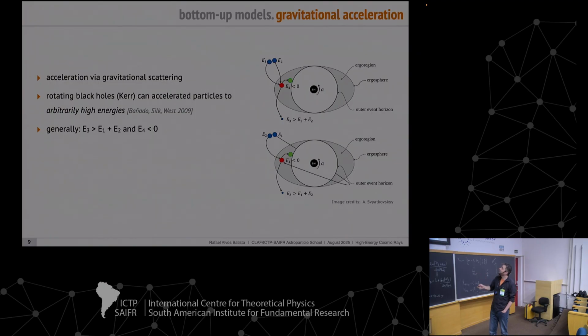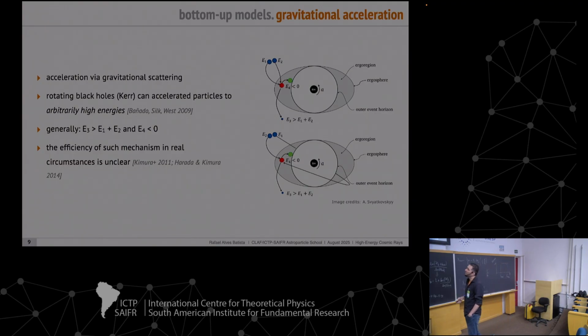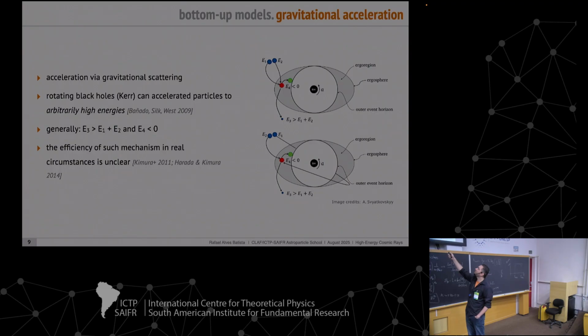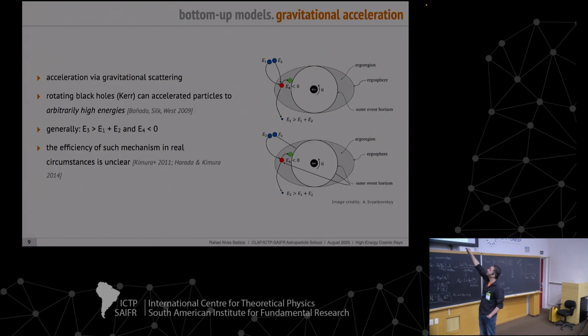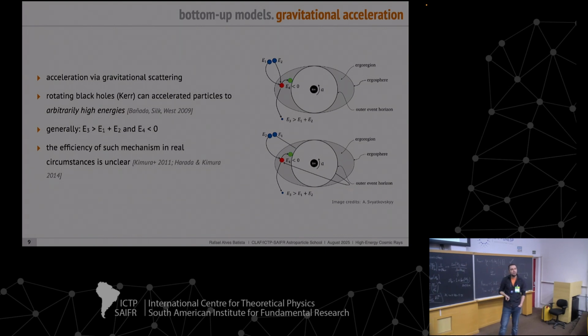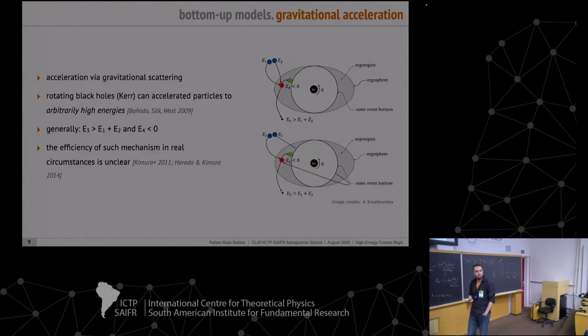Here it's more or less the same type of reasoning. But the problem with this type of mechanism is, although it seems logical, the efficiency is not really clear. You need to have all these particles in the ergosphere, and what guarantees that the resulting E3 particle will escape and not also fall in? So it requires a lot of fine-tuning. This is a tricky model to work with.